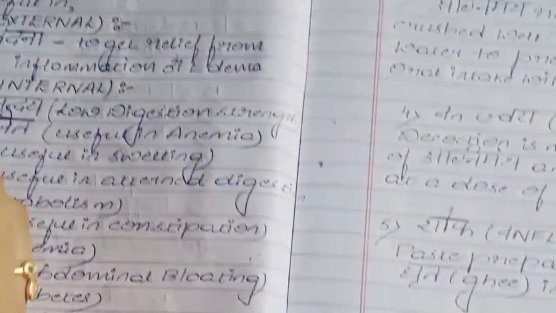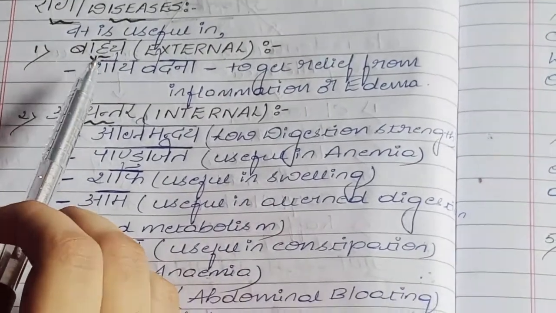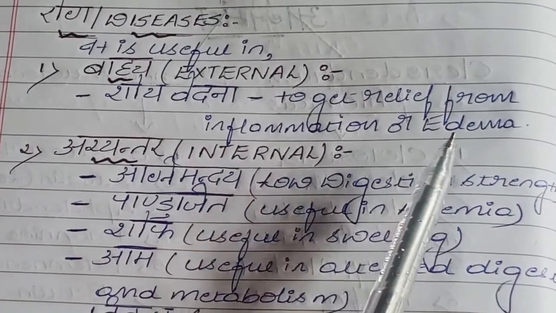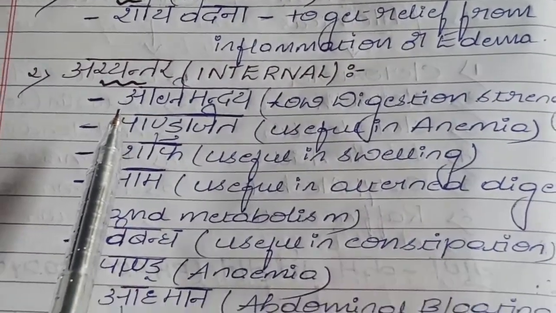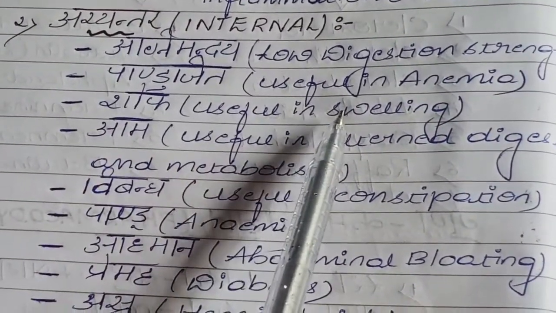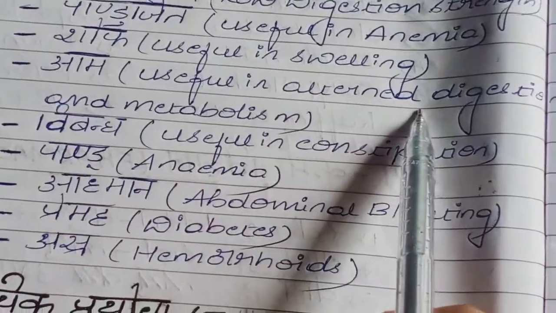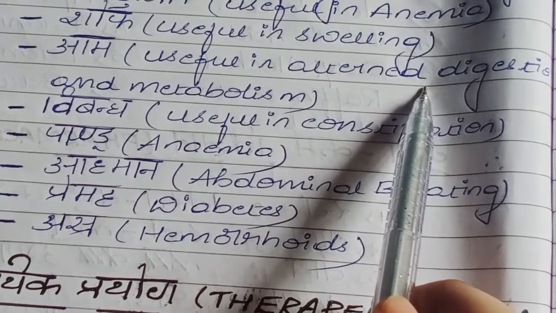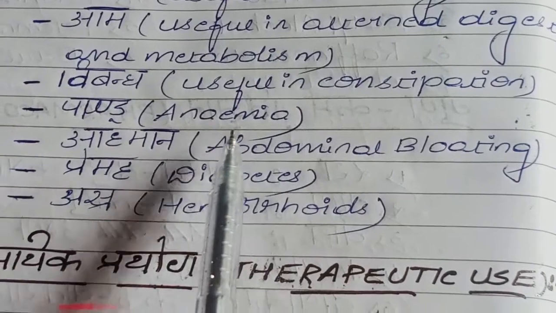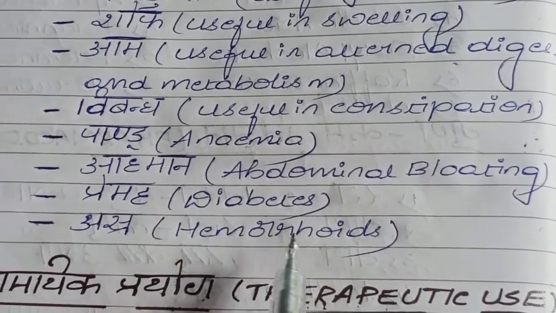Now coming to the diseases, it is useful in internal and external diseases. Bahya, external diseases like Shotha Vedana, to get relief from inflammation or edema. In internal diseases, it is useful in Agnimandya, low digestion strength. Shopha, useful in swelling. Pandu, useful in anemia. Ama, useful in altered digestion and metabolism, and it is useful in Vibandha, that is constipation. Pandu, anemia. Adhmana, abdominal bloating. Prameha, diabetes, and Arsha, hemorrhoids.